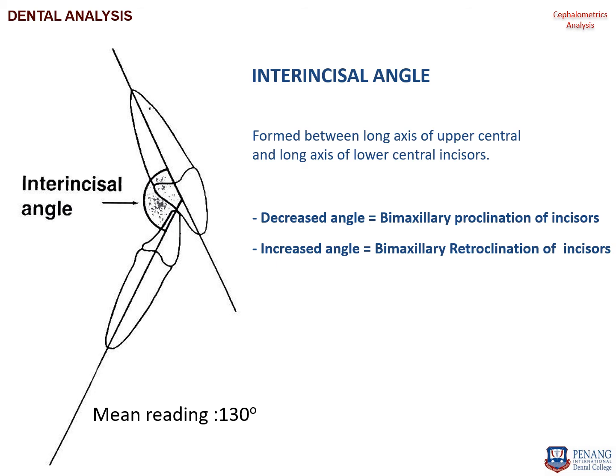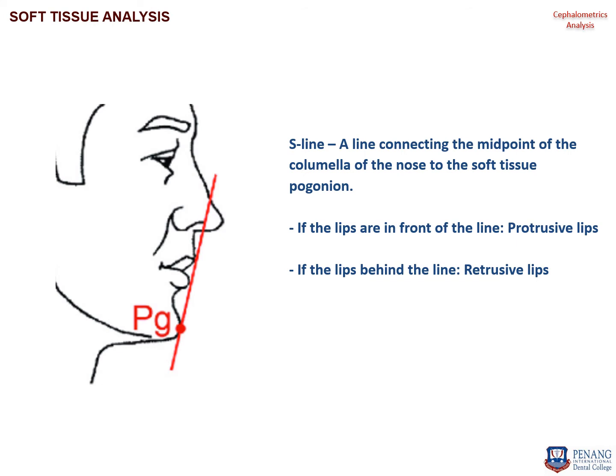So we've come to the last component under Steiner's analysis, which is the soft tissue analysis. It's called the S-line.